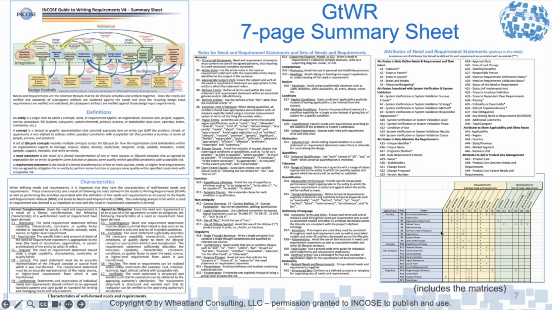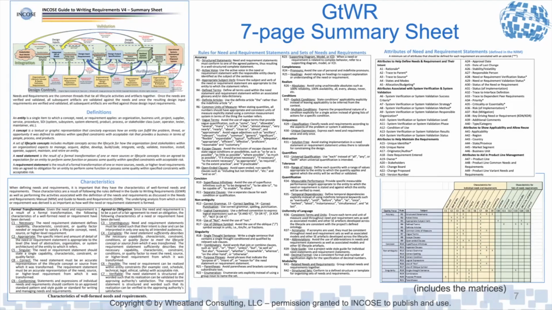And then there's matrices that tie the rules to the characteristics that they contribute. There's also matrices in there that tie activities defined in the Needs and Requirements Manual and how they contribute to various characteristics as well. This guide to writing requirements summary sheet is available in the INCOSE store for free for all, whether you're a member or non-member. It would be helpful if you have a printout copy of this and have it handy whenever you're developing or reviewing requirements.